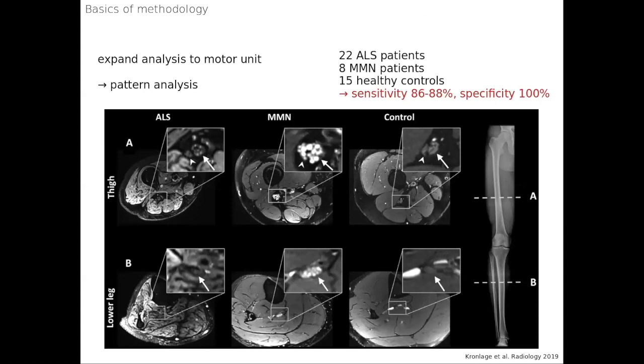So in this nice study by the group in Heidelberg, you see the different patterns that can happen if you look at the nerves and the muscles. You see that there are quite striking differences in motor neuron syndromes that are in the differential diagnosis, for instance, in ALS or in multifocal motor neuropathy, compared also to the healthy subjects.